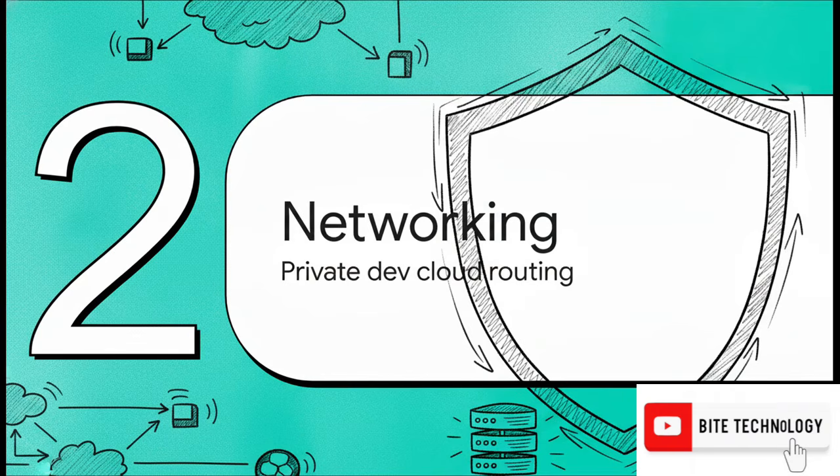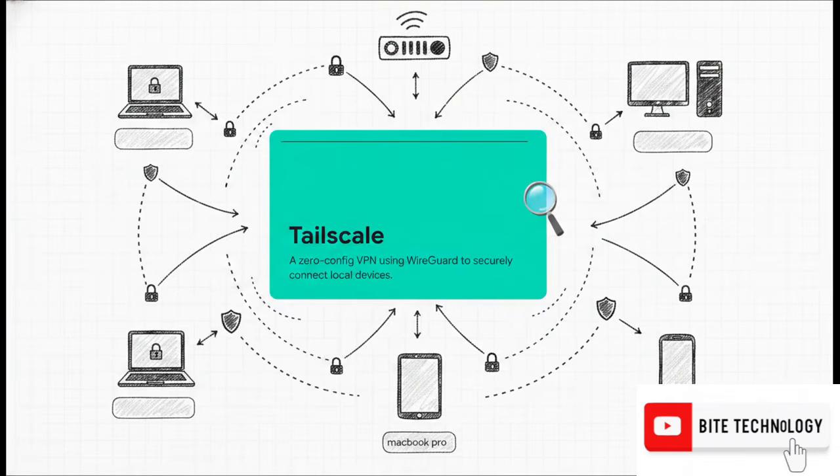Section 2. Networking. Routing your private development cloud. We're starting with Tailscale. Technically, it's a virtual private network utilizing the WireGuard protocol. But practically speaking, think of it as an exclusive private club for your devices. Once you install it, it puts all your hardware onto this secure local mesh network. And it features something called Magic DNS, which is just fantastic. It basically means you can connect to your machines using simple, plain text names like Mini or MacBook Pro instead of having to memorize and track a bunch of complex IP addresses.